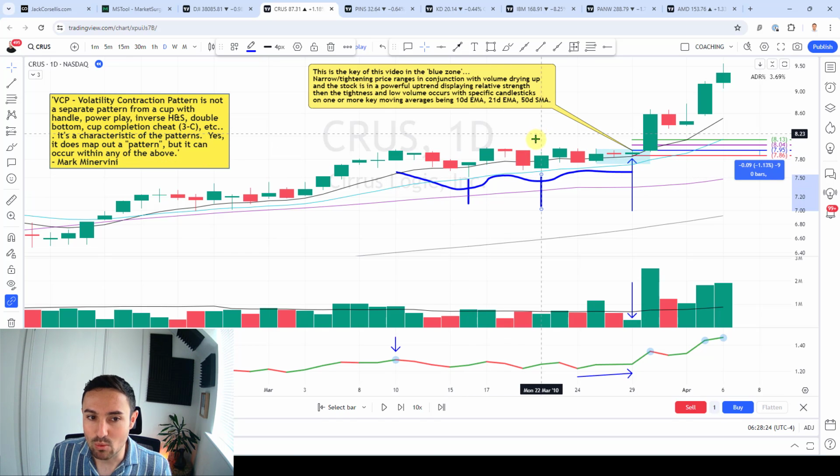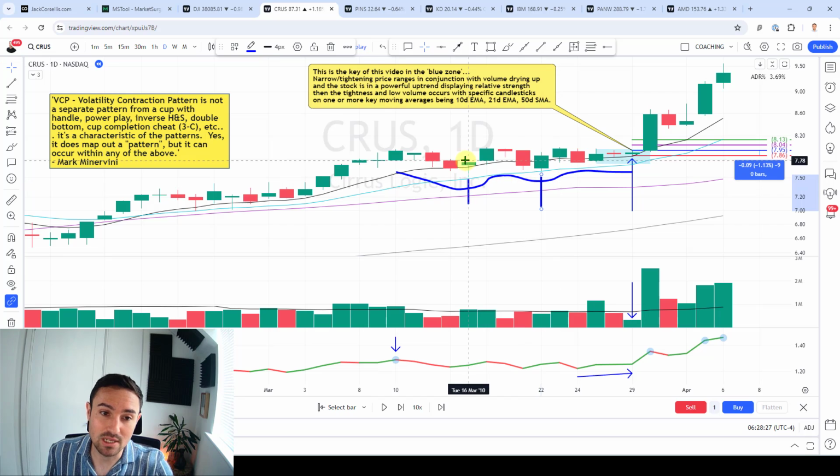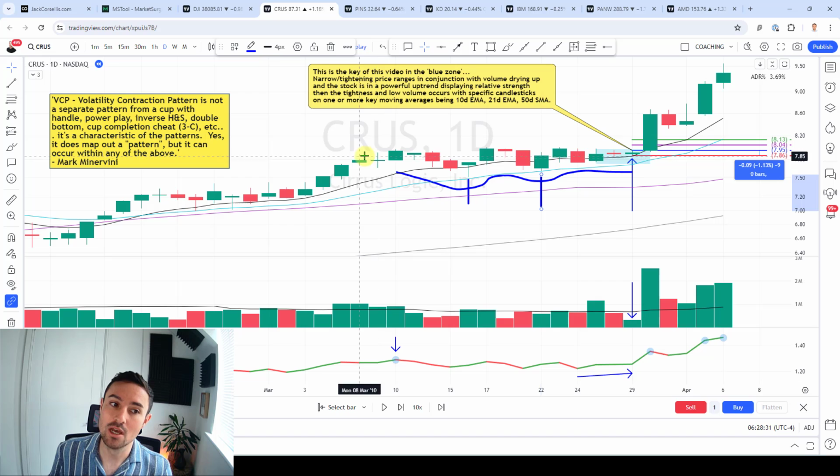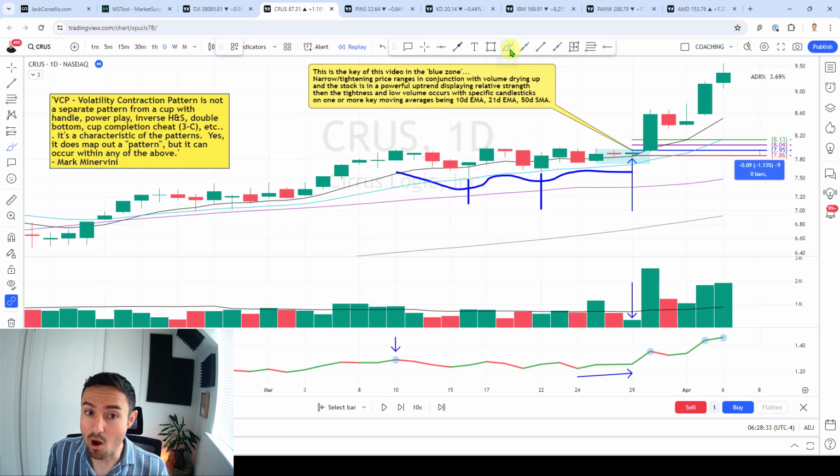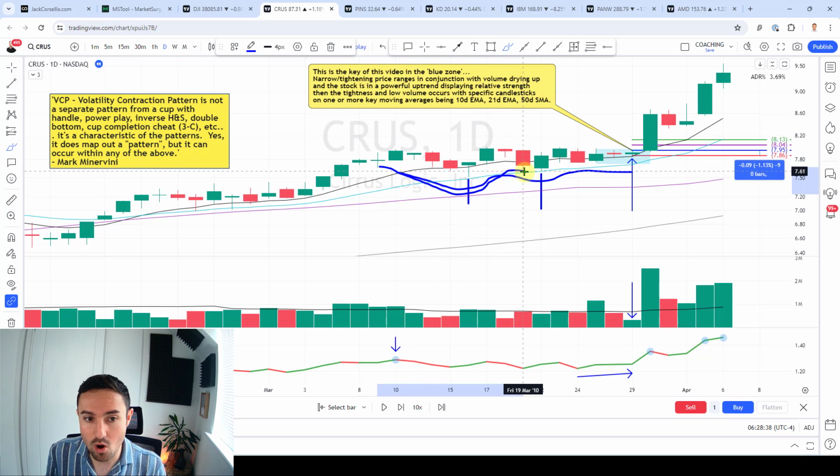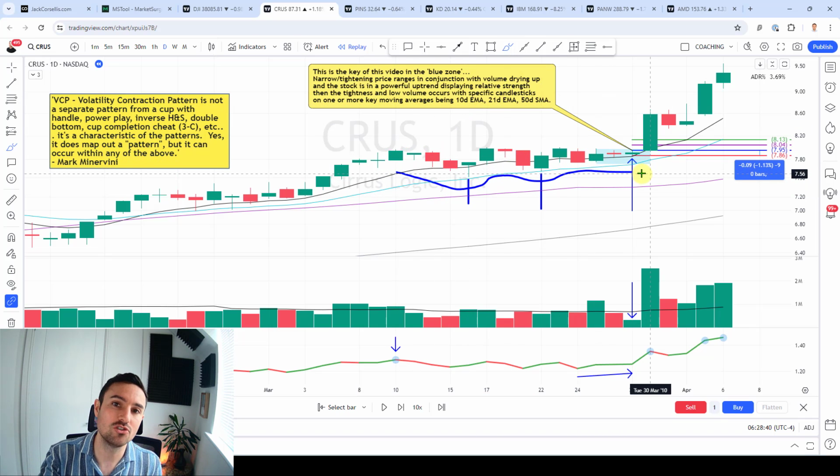Okay, bounce off the 21. Bounce off the 21. These are constructive candlesticks. This is a shakeout demand tail. This is a gap down reversal bar, and then the tightness comes. So the stock is in an uptrend. And with this instance here, there are 3 contractions: contraction number 1, contraction number 2, contraction number 3. It doesn't always play out like that, as you can see with some of the other examples.